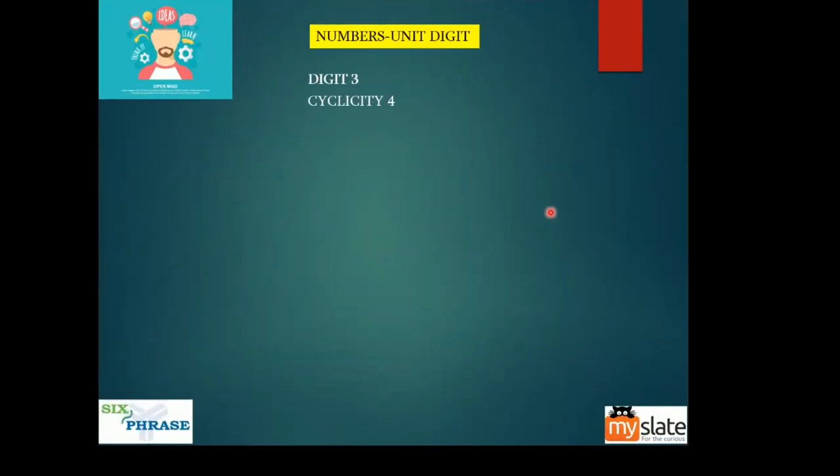Now let's look at digit 3. For digit 3, we say the cyclicity is 4, meaning it is very similar to 2 in that sense. So we'll see why we say the cyclicity is 4. 3 power 1, the unit digit is 3. 3 square, the unit digit is 9. 3 cube, the unit digit is 7. 3 power 4, the unit digit is 1.